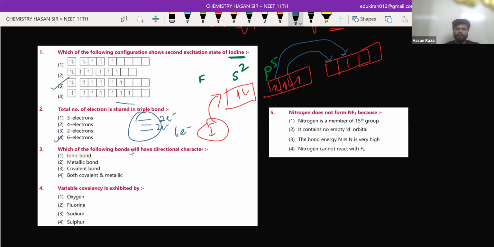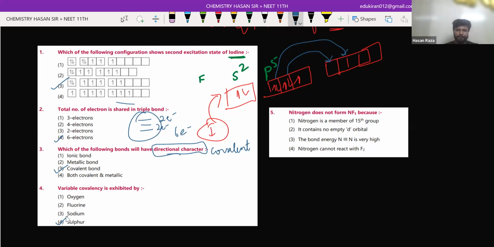Which of the following bonds will have the directional character? Directional character is shown by a covalent bond, because there will be overlapping of orbitals, and due to that, the orbitals px, py, pz will have axes. That's why covalent bond. Variable covalency is exhibited by third period elements, especially the p block non-metal elements. So this will be the scenario. Is that clear?